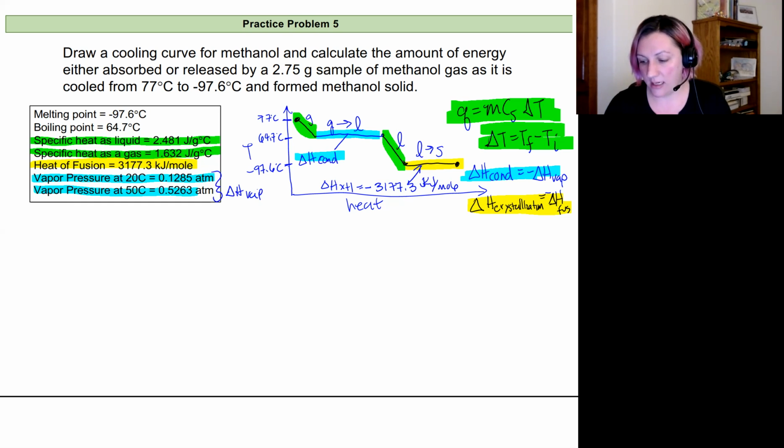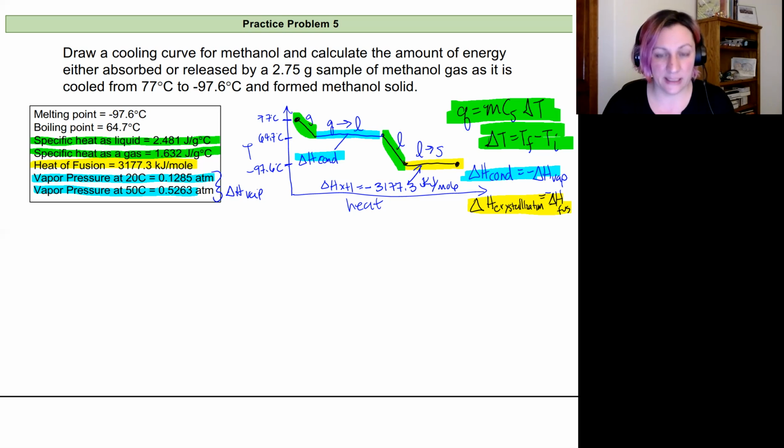Let's go ahead and start with our enthalpies for our phase transitions, and then we will do the heats for our gas and our liquid phase. So let's look at the first one, the trickiest one. Let's start with the enthalpy of condensation and the heat that is required to be released during that process.